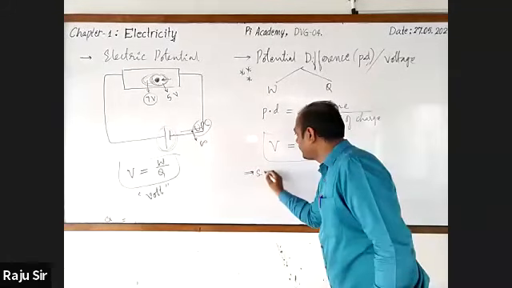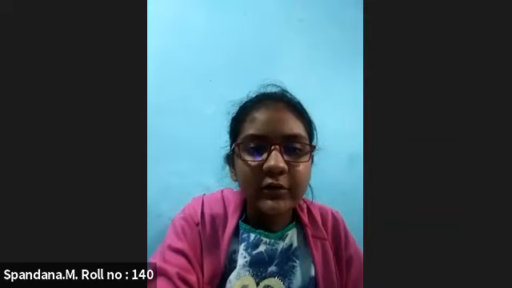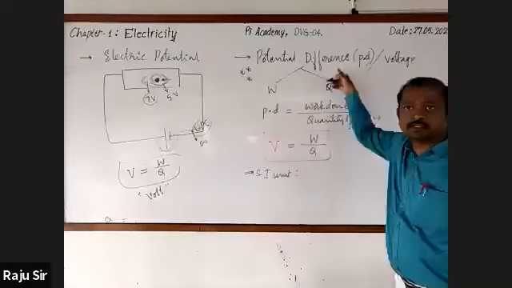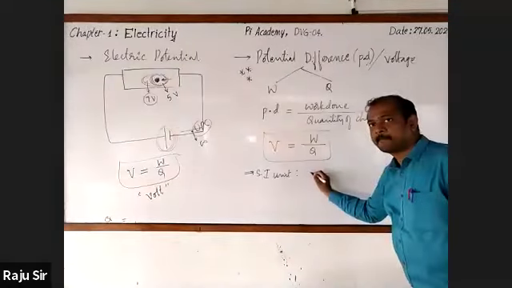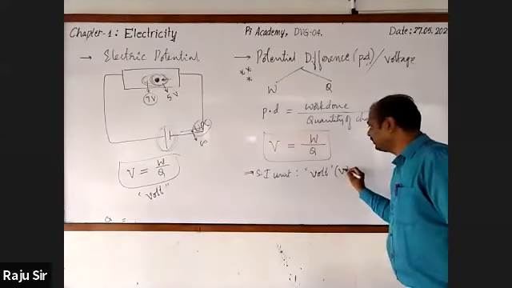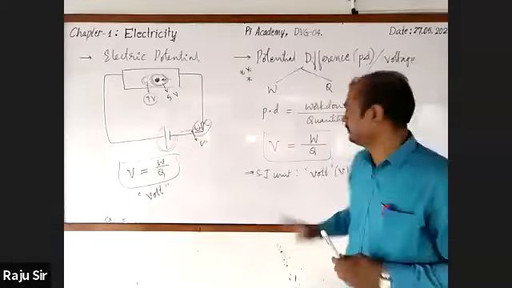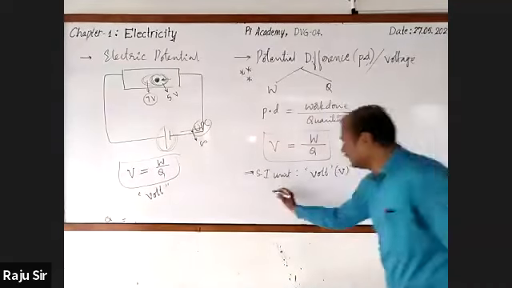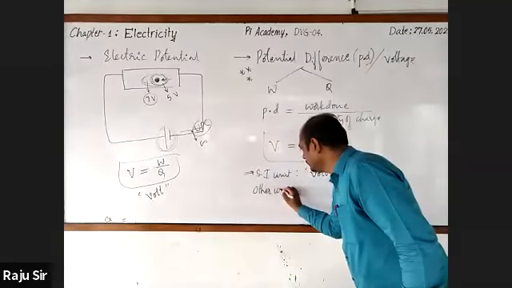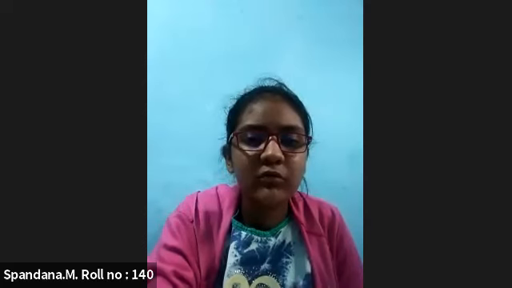Next, its SI unit: volt. The system of international unit of voltage or potential difference is volt, denoted as V. And the word volt has been taken from the name of a scientist, Alessandro Volta. And the other unit, taken from the formula, is joule per coulomb. Observe here. Joule per coulomb.